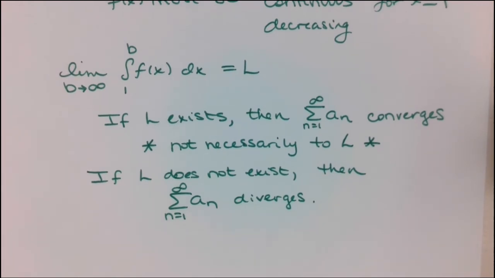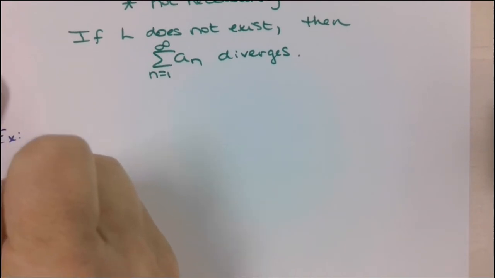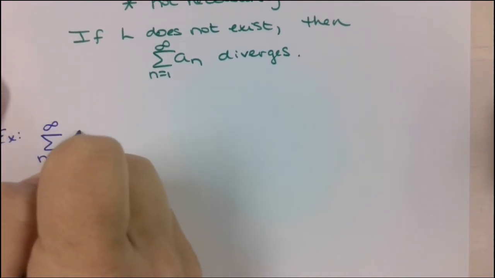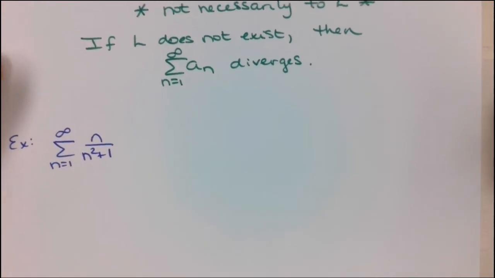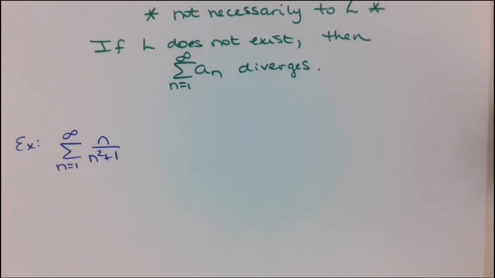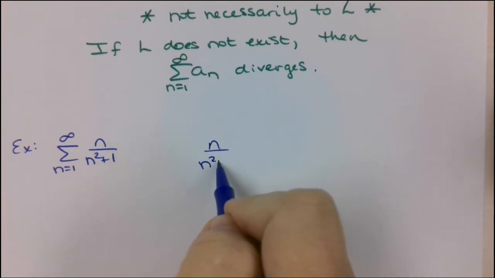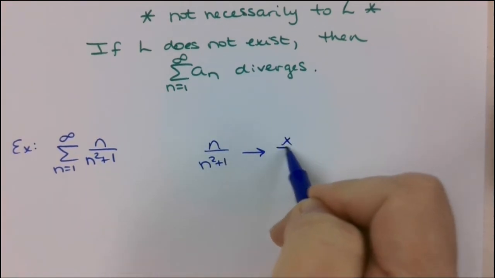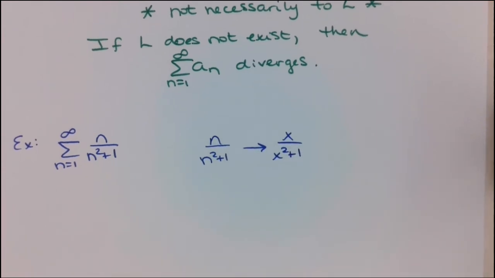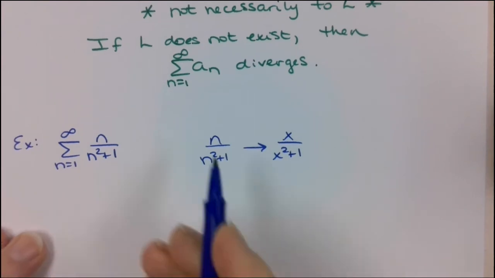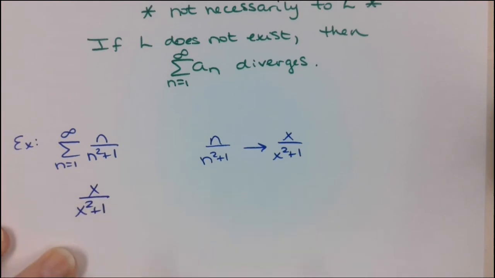Let's look at an example. Let's say that we have the series n over n squared plus 1. So if I am going to use the integral test to determine whether or not this series converges or diverges, the first thing that I want to do is rewrite the series as a function of x. And then we need to consider, does this function meet the conditions? Remember, this is just for x greater than 1.